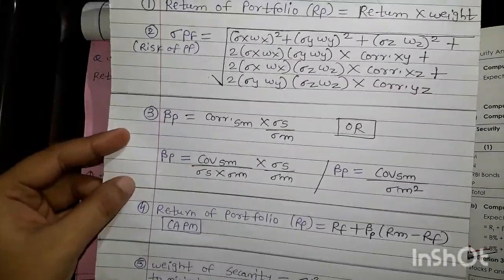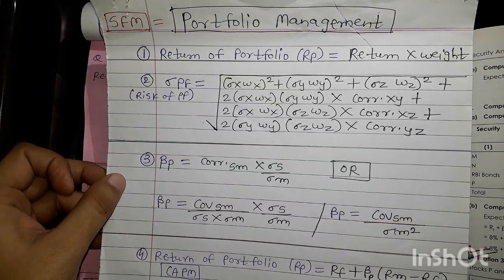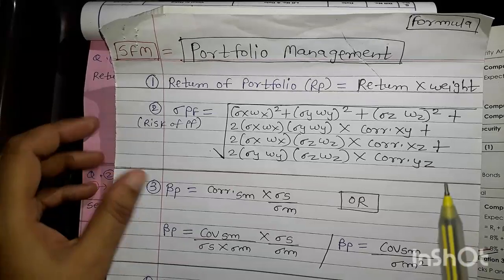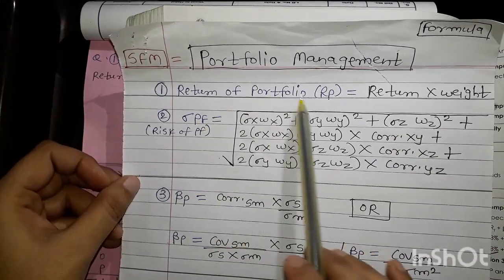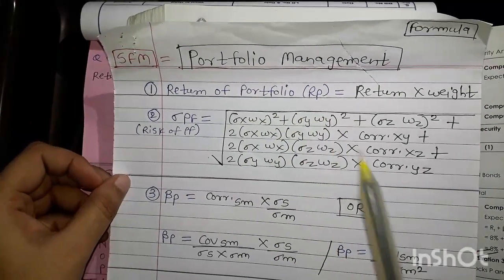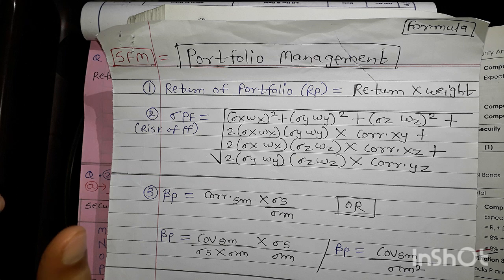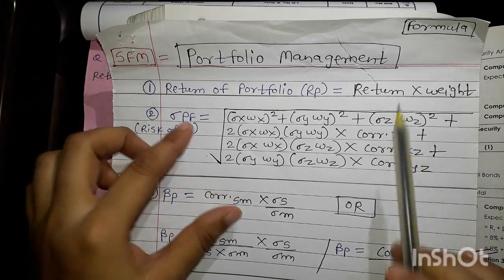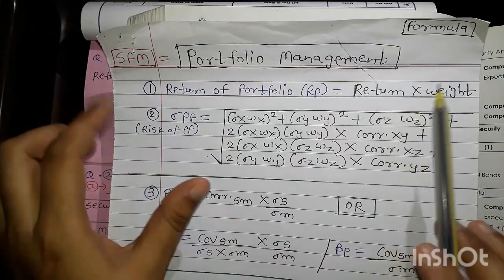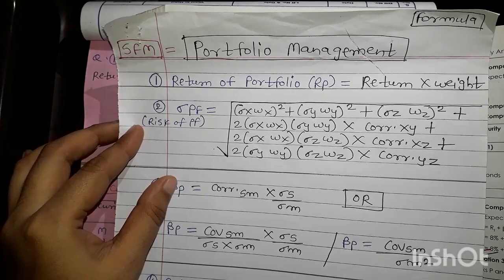Some formulas we have collected while studying the topic that is mutual fund. So mutual fund का topic करते समय हम लोग ने कुछ formulas देखा था. First of all, return of a portfolio. Whenever two or three securities are given and weights are given, at that time we use this formula. It means return multiplied by weight. We can use this formula in a table form also.